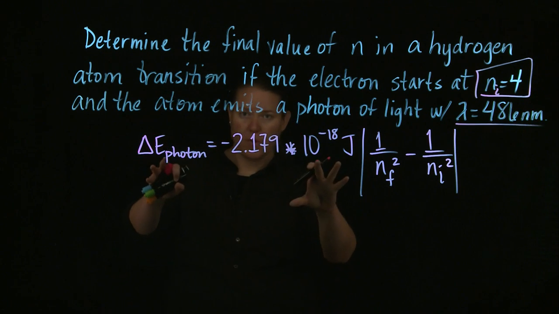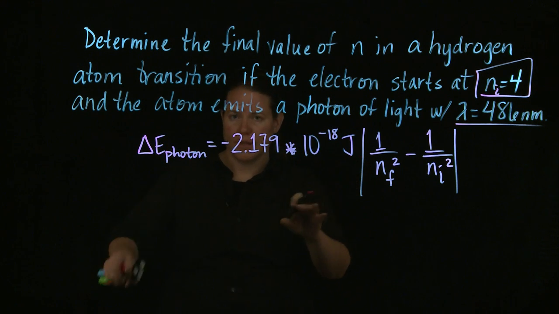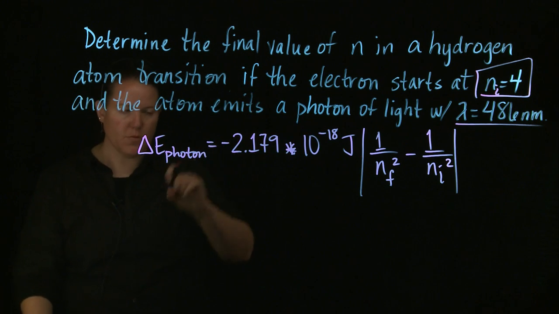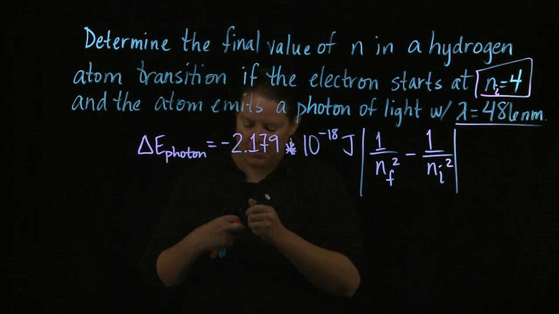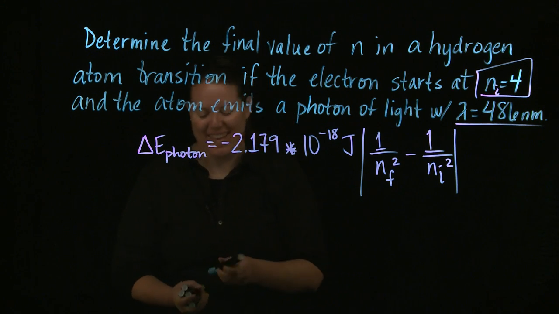There is a Rydberg equation that has the wavelength. It's an inverse wavelength equation. It has a different Rydberg constant. I'm not going to use that one because I like this one better. This is the one I know.